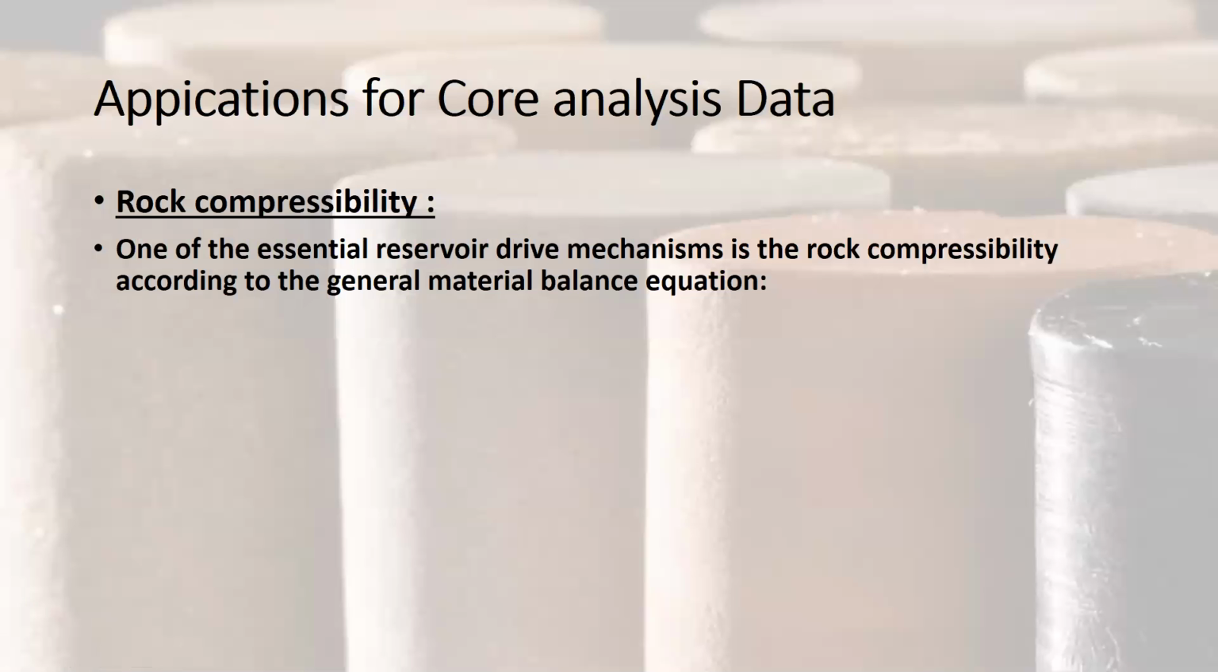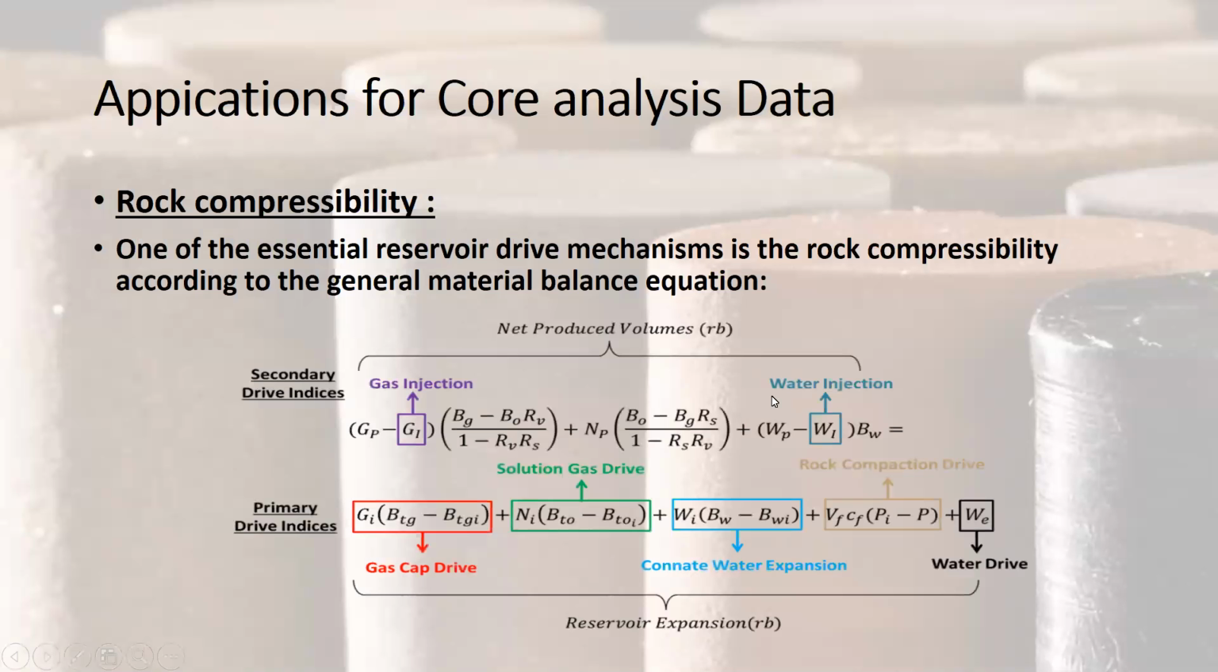Another measurement that is made in the core analysis is the rock compressibility. As we can notice from the material balance equation that indicates the support for the reservoir after production, a main parameter in determining the support of the reservoir energy is the rock compressibility. Okay? So if we have a reliable rock compressibility measurement from the core data, we can use this rock compressibility in the material balance calculations and also in the reservoir simulation. Rather than that, we can use some correlations, but as we know, the actual data is more reliable than just using a correlation, okay?